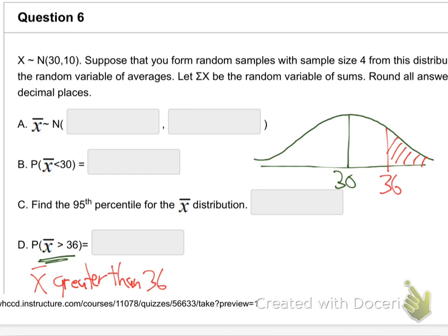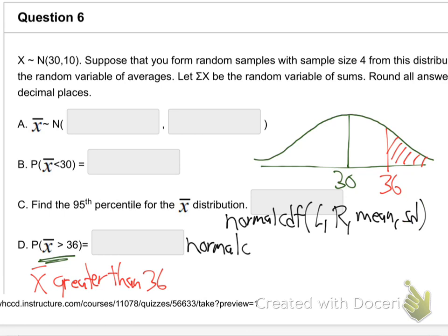So is that normal CDF or inverse norm? Yeah, because they're not giving me area. They're not giving me 0.25 up here or anything, are they? They're not giving me area. They're asking me for area. So it's normal CDF, left edge, right edge, mean, standard deviation.